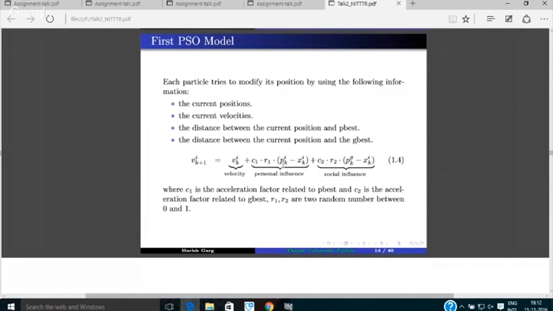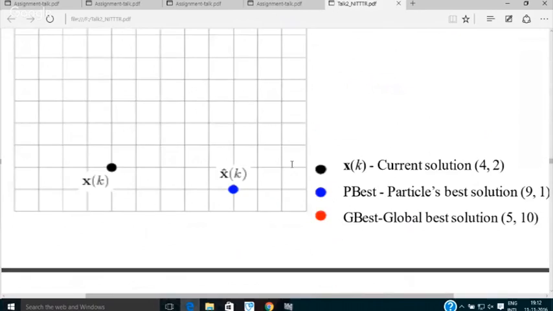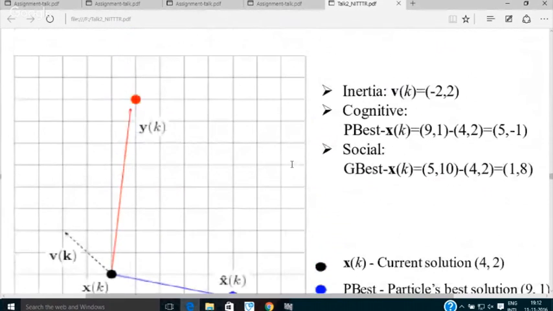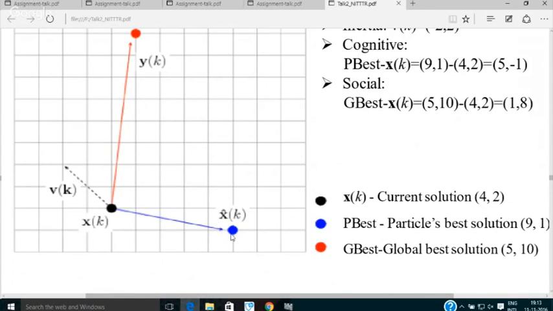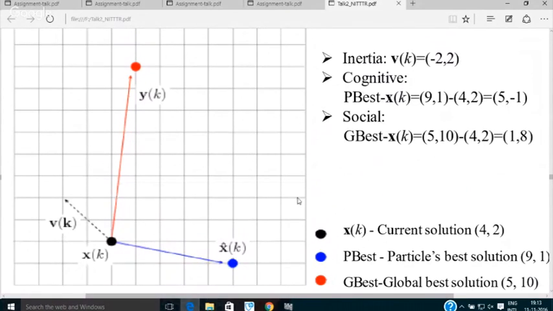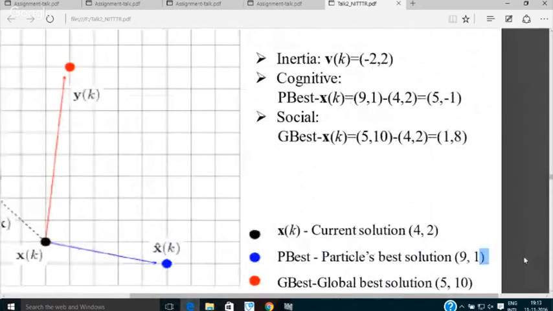Now the next term is c1 r1 into (P_k^i minus X_k^i). So this is my P best minus the initial position. P best is this blue color, because this red color is my global and this blue is my local best based on its flying experience. How do you calculate the distance between two points? x2 minus x1 whole square plus y2 minus y1, that is the Euclidean distance. This blue dot is my 9,1 and the black is my 4,2. So the difference is 5, minus 1.